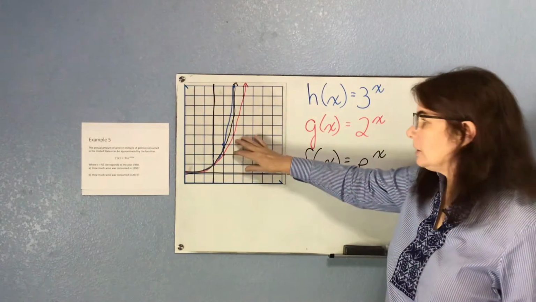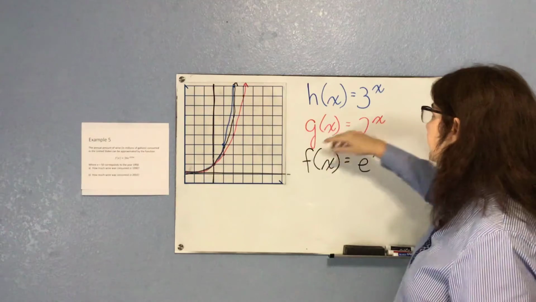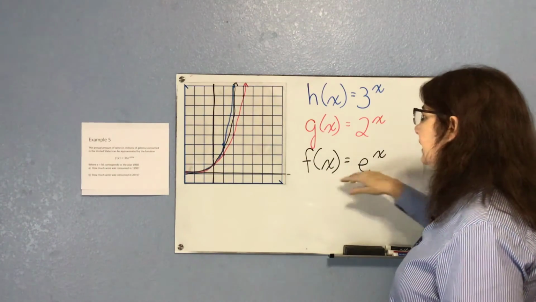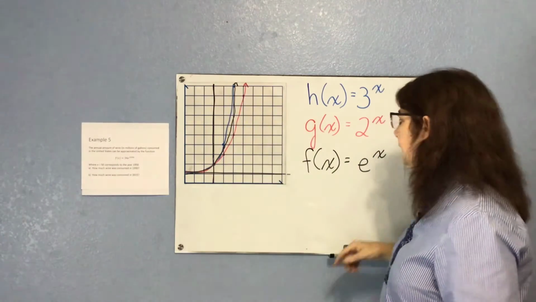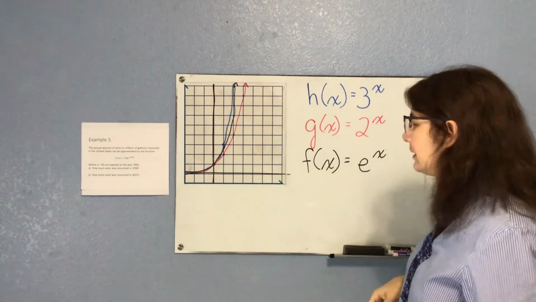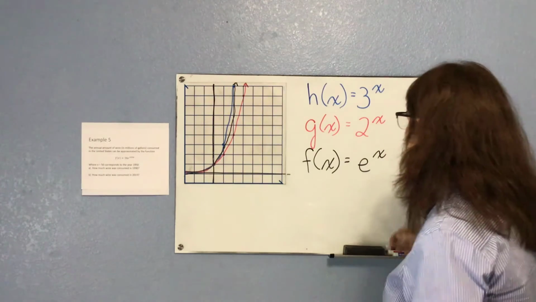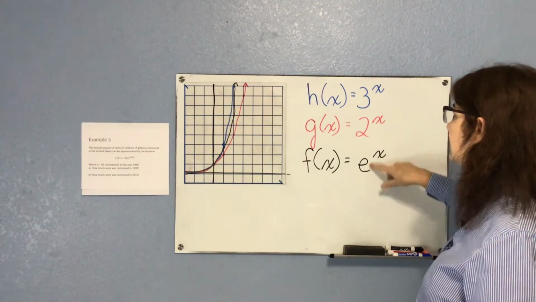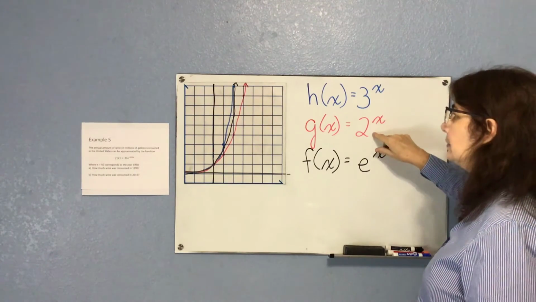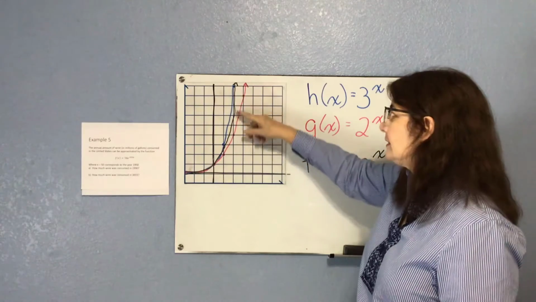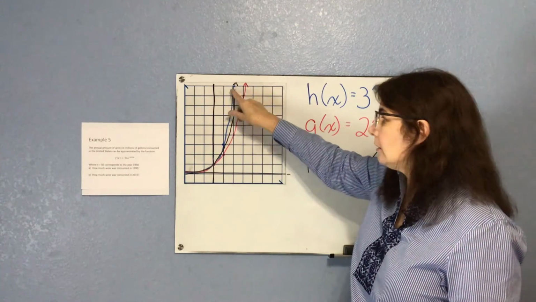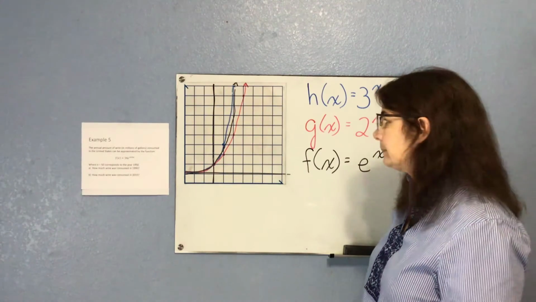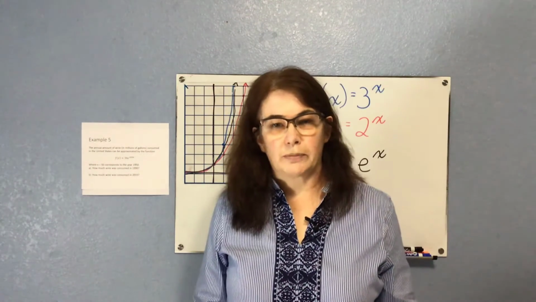This graph shows you three functions, 3 to the x, 2 to the x in red, and e to the x in between them. And it comes out, I think, like you should expect it. E at 2.71 is much closer to 3 than it is to 2. And so we see the graph of e to the x is also closer to the graph of 3 to the x than it is to 2 to the x. Pause the video now and work on checkpoint 6.